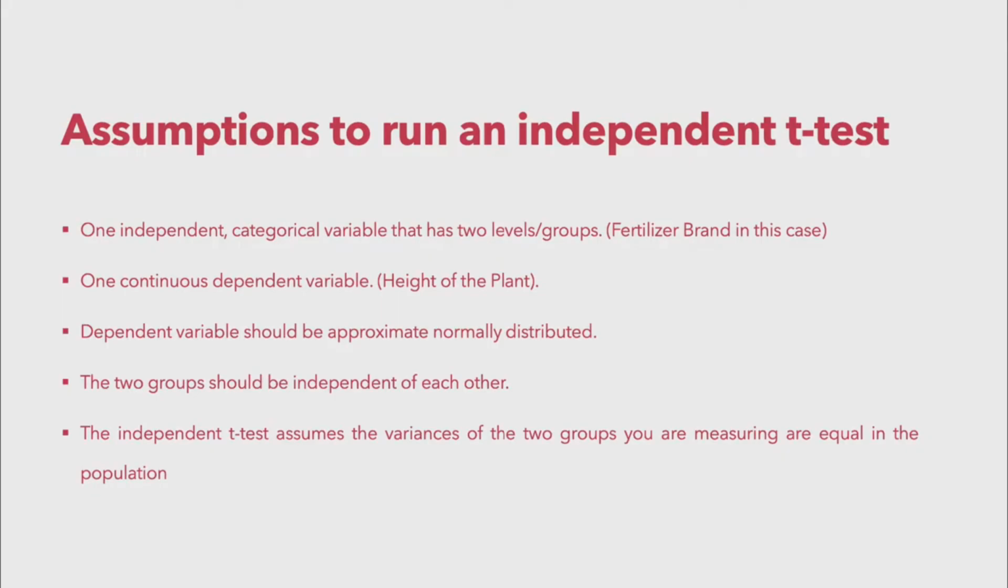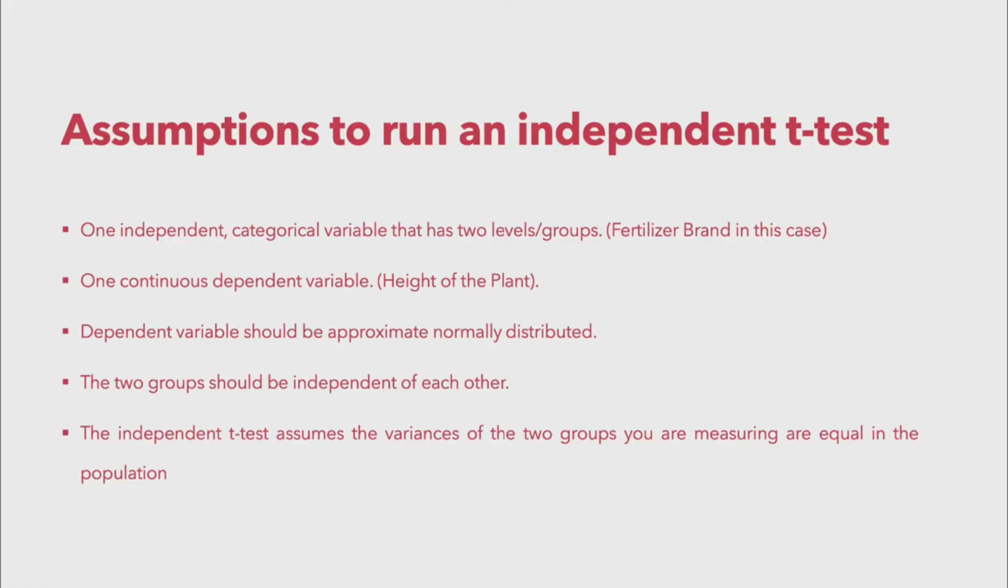Once the normality assumption is also met, we need to be sure that the two groups are not related, that the two groups should be independent of each other. In this case, there are no plants which have been treated with both of the fertilizers. So plants which were given fertilizer brand F1 were unique, and the plants which were treated with fertilizer brand F2 were unique. So the two groups are unrelated to each other.